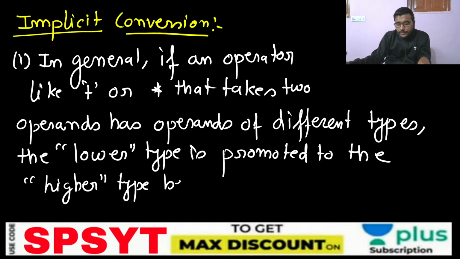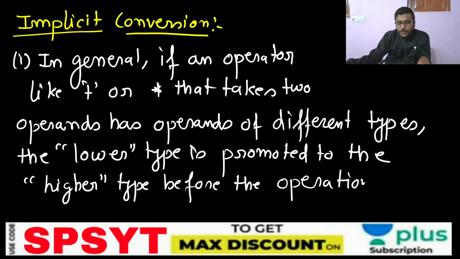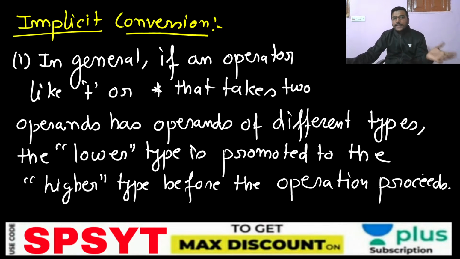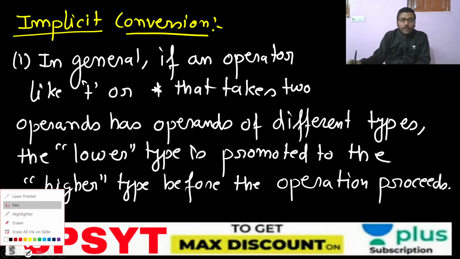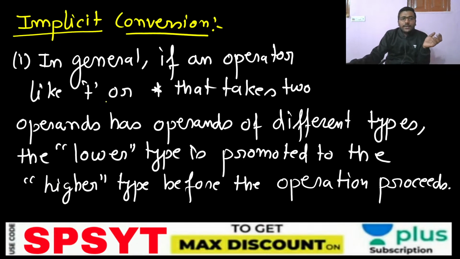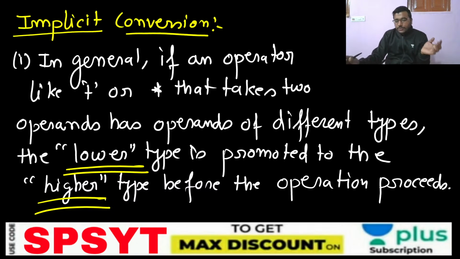The lower type is promoted to the higher type before the operation proceeds. This is implicit, it will happen automatically. So if you have a binary operator with two operands of different types, then the lower type is going to be promoted to the higher type before the operation proceeds.